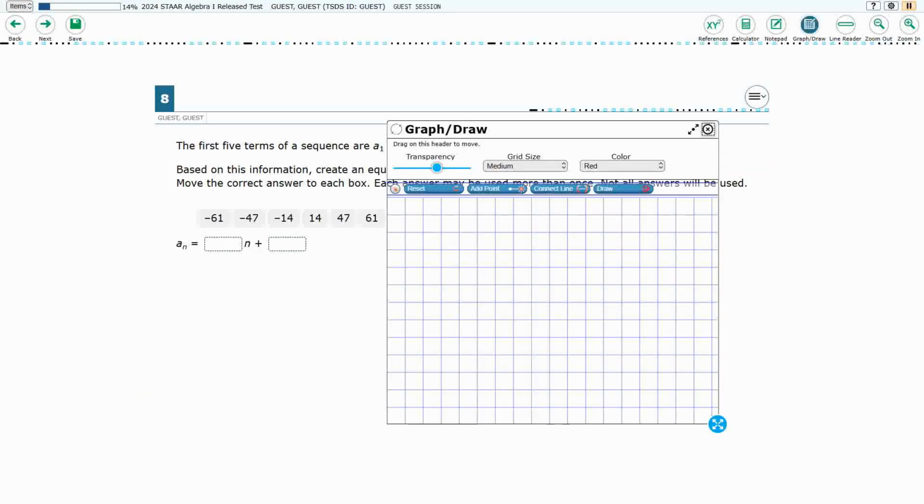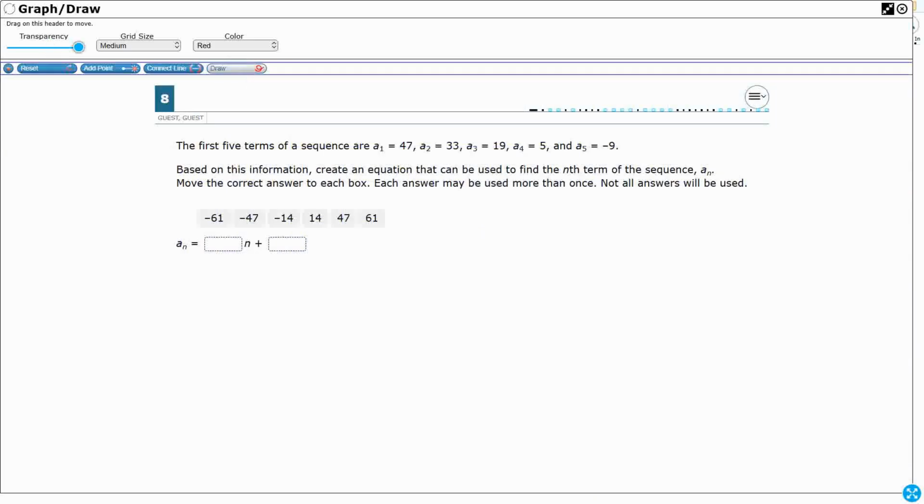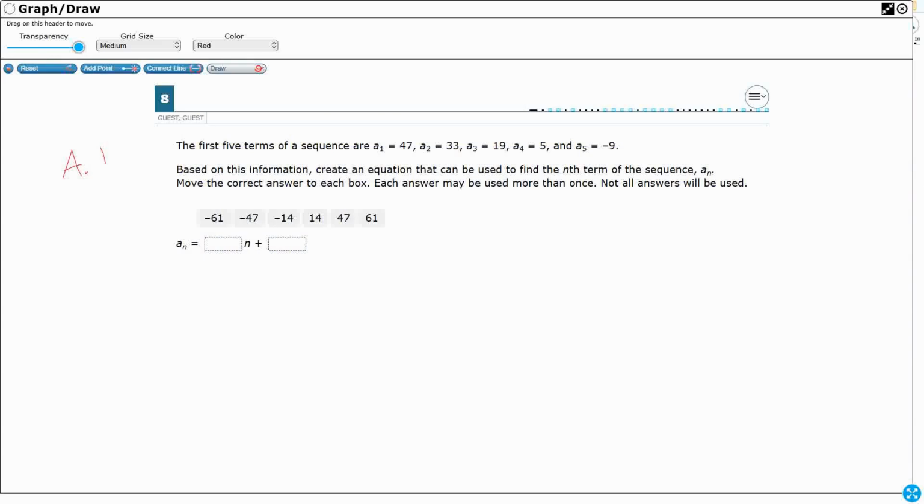For number 8, we are looking at writing recursive sequences. This is A.12d. Now, when we're looking at the sequence, we've got the first 5 terms. Unfortunately, if we're looking for the nth term in the sequence, we're not going to find the standard form or the formula in our reference materials. So we need to know what this is.